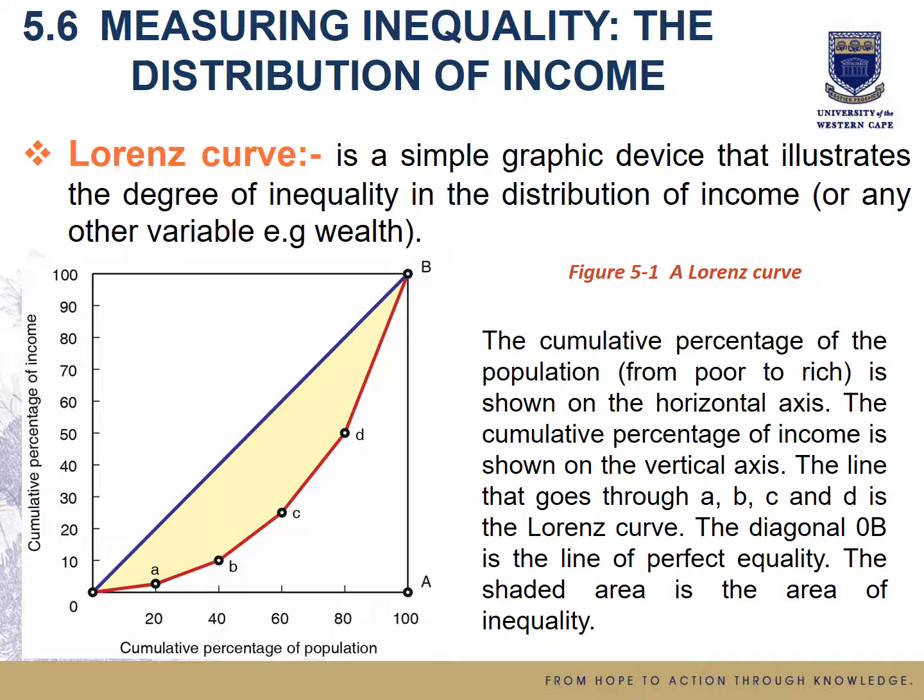Now let's turn to the fifth macroeconomic objective of equitable distribution of income. There are three measures applied to measure the degree of equality amongst households in an economy. These are the Lorenz curve, the Gini coefficient, and the quantile ratio.